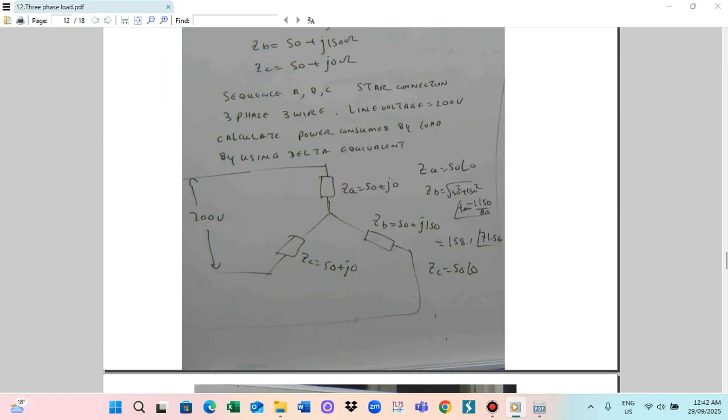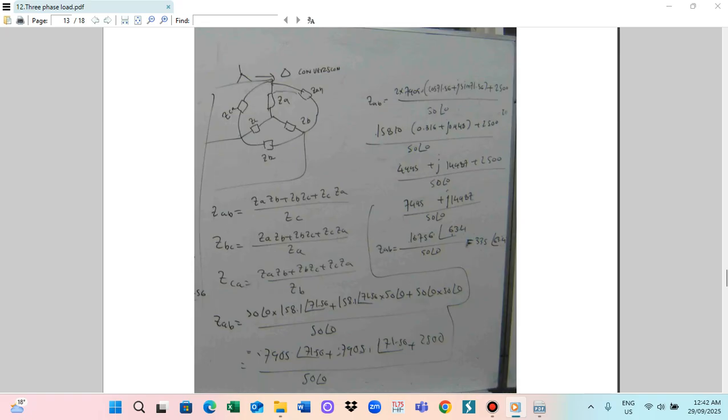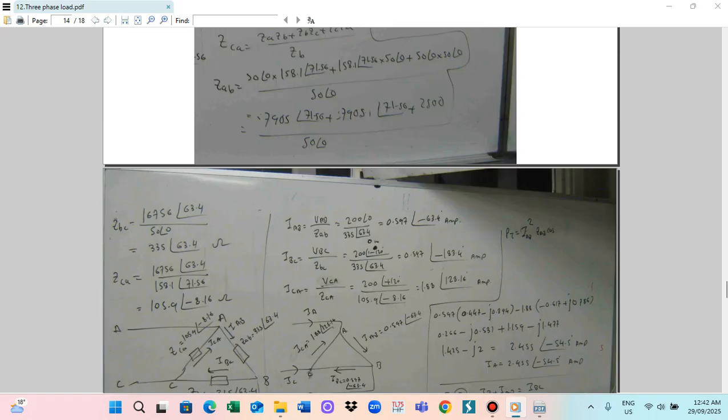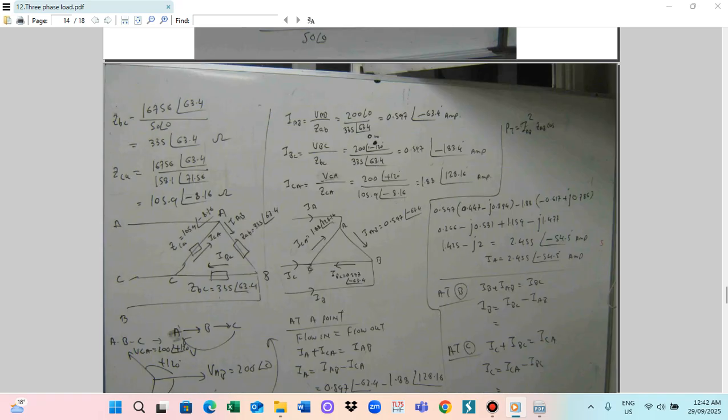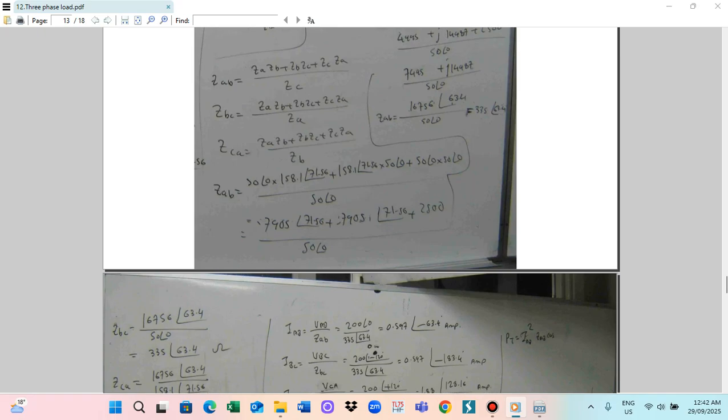Similarly, you can find ZBC. So the numerator is the same, 101061 is unchanged. The only thing you change is 50 multiplied by 158.1. Yes, this one we have to. That should be 7905.